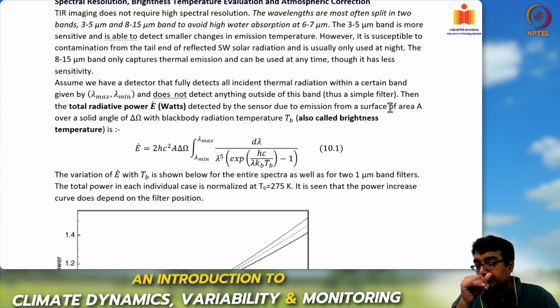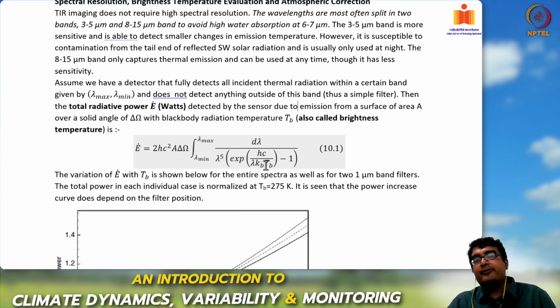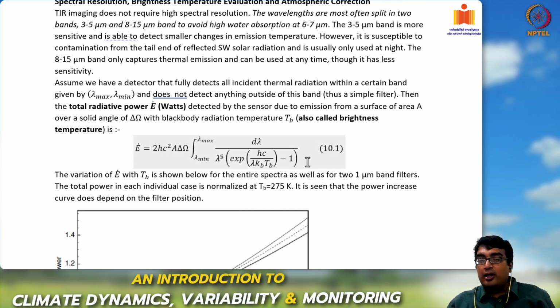is given by this expression here. E dot is the total energy that this detector is detecting at the detection end. TB is the black body radiation temperature of the emitting surface, or the brightness temperature of the emitting surface. Lambda min and lambda max are the minimum and maximum wavelengths of the band. A is the area of the ground area from which this emission is coming to that individual detector. Delta omega is the solid angle subtended by this area on the detector. hc squared you already know. This is the expression.